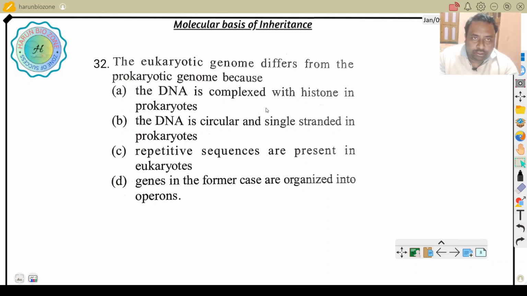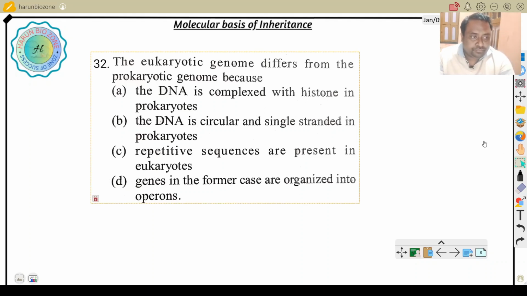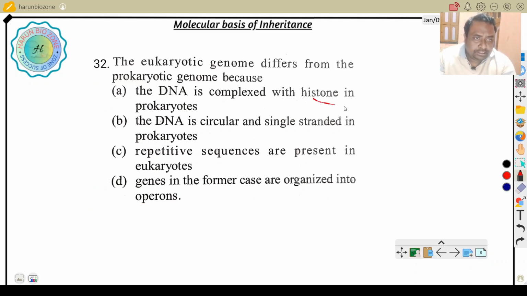The eukaryotic genome differs from the prokaryotic genome because the DNA is complexed with histones. In eukaryotes, histones are present, while in prokaryotes non-histone DNA is present. The DNA is circular and single-stranded in prokaryotes.